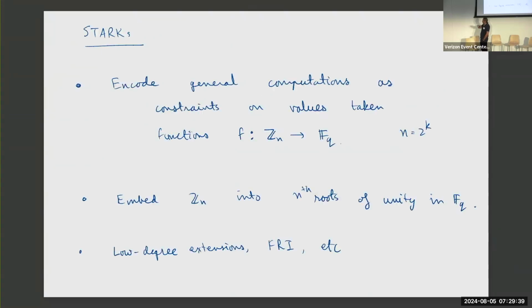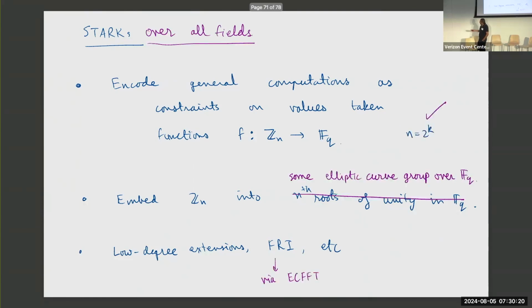Okay, so let me very quickly say how this applies to STARKs over all finite fields. So standard STARKs with the usual FRI, how do they work? They start with taking a problem and writing it in AIR. This is the algebraic intermediate representation. So we encode general computations in terms of constraints on values taken by functions defined on Zn, where n is 2 to the k, and great. And then we take Zn and embed it as the nth roots of unity. And then on this we do low degree extensions in FRI, etc. And since n was a power of 2, we were able to do all this.